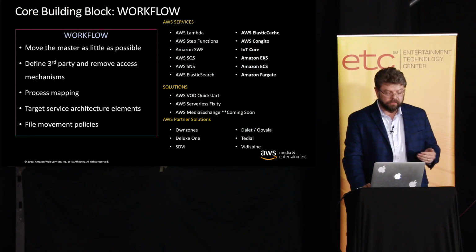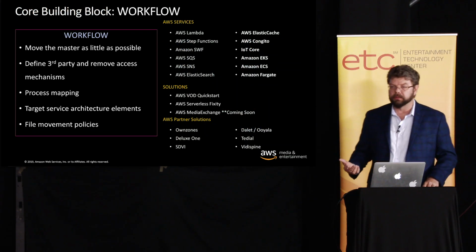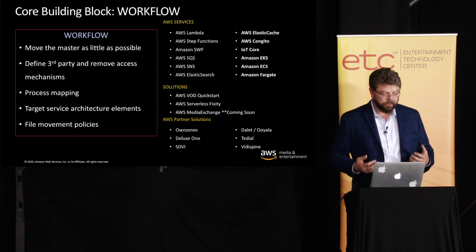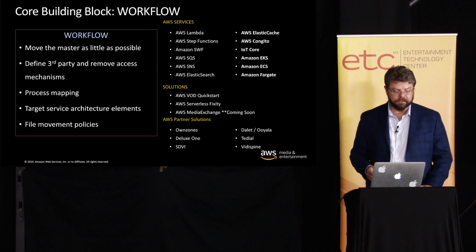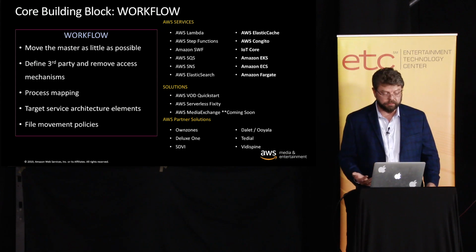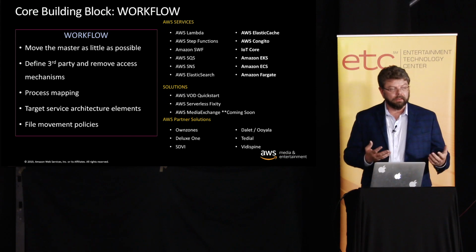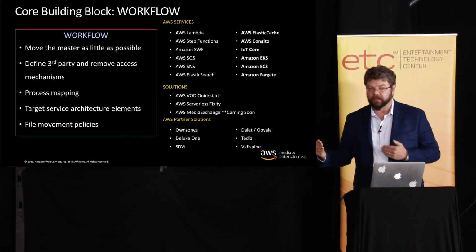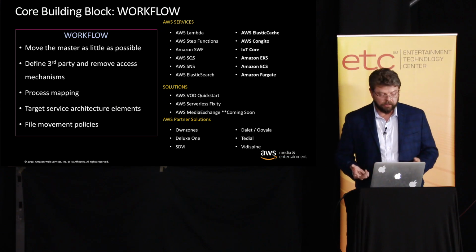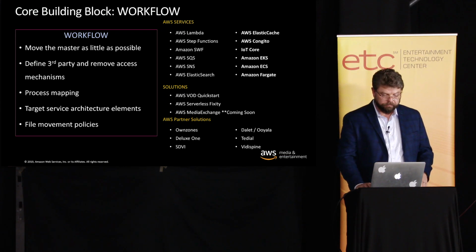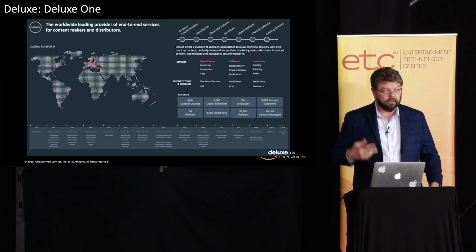So if we look at workflow, again, you want to have your principles. Move the master as little as possible. You want to define the third party and remove access mechanisms. You want to do process mapping to figure out where in that workflow you can cut out where you're moving files from one location to another, or where human interaction is really not necessary in that process.